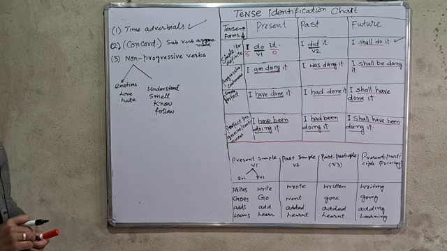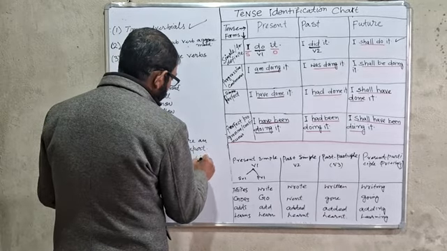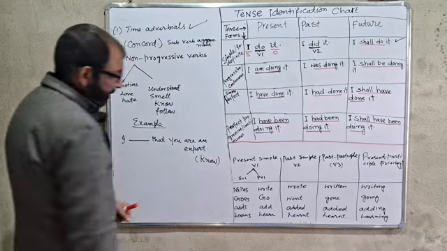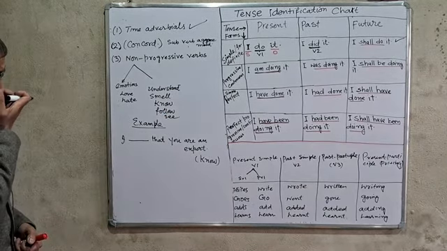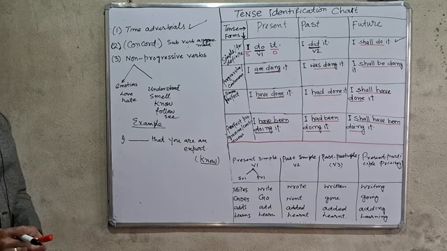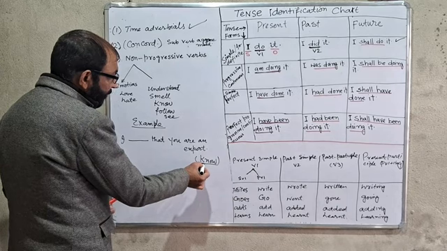I will give you an example. I dash that you are an expert. You have to use a non-progressive verb, know. It is also a non-progressive verb. I dash that you are an expert. You should never use it like this: I am knowing. I was knowing. I have been knowing. These are progressive forms or continuous forms. This verb is only used in simple tense.